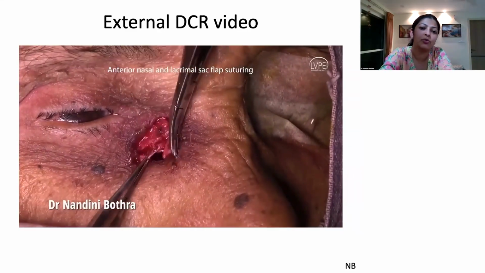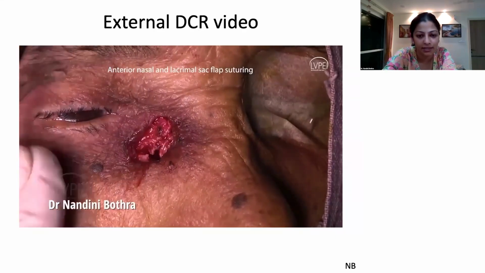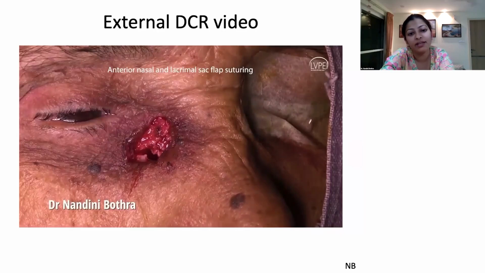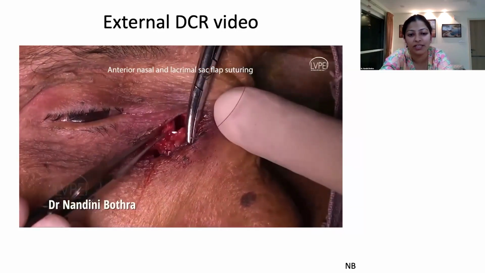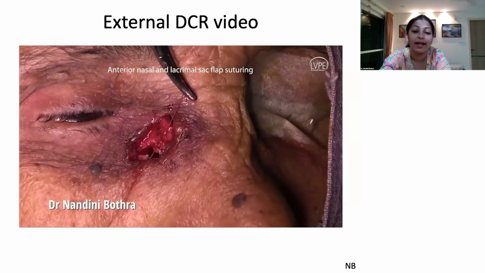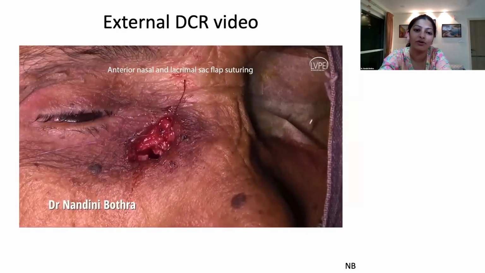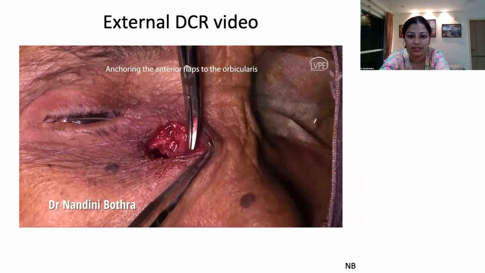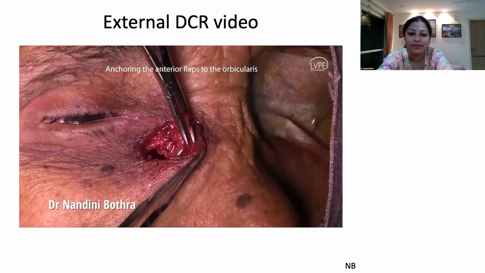Now, intubation is usually kept in for about 4 weeks in our setting, but you can keep it for as long as 6 weeks. We tend to avoid keeping the intubation in place for more than 6 weeks because it leads to a biofilm formation and that can cause inflammation and failure of your surgery. So try to avoid keeping it for more than 6 weeks, right?